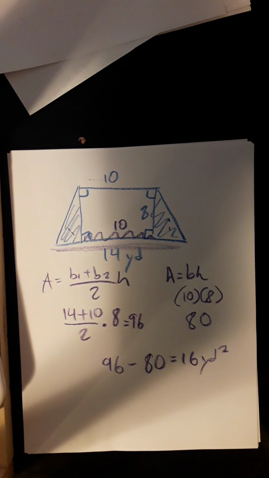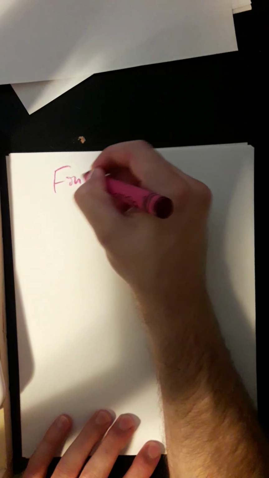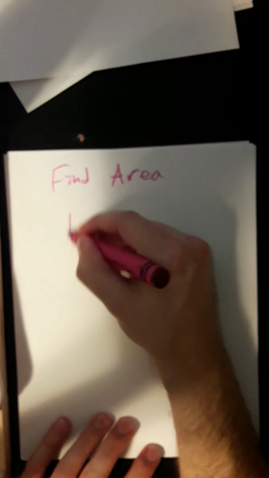This is pretty much how you're going to do all these problems. Find the area of the big shape, find the area of the little shape, and subtract them. Now there's one last thing we need to talk about. What if they asked you to find the area of something like this?